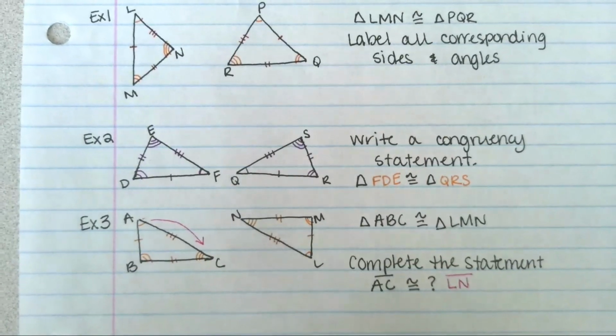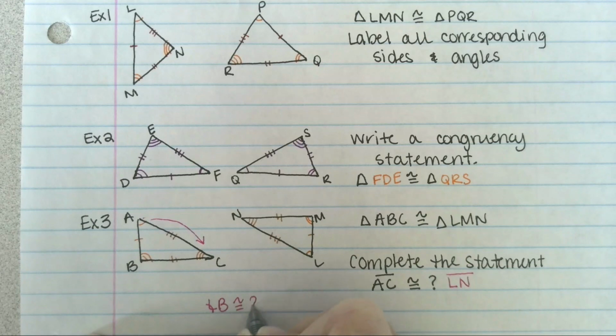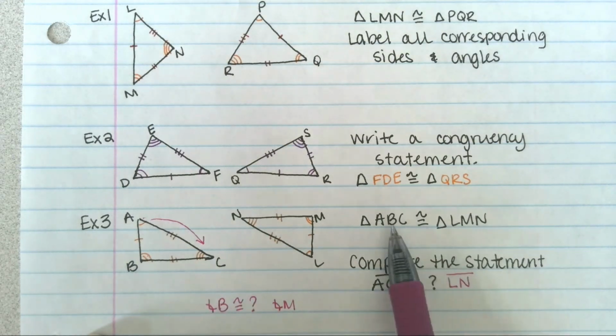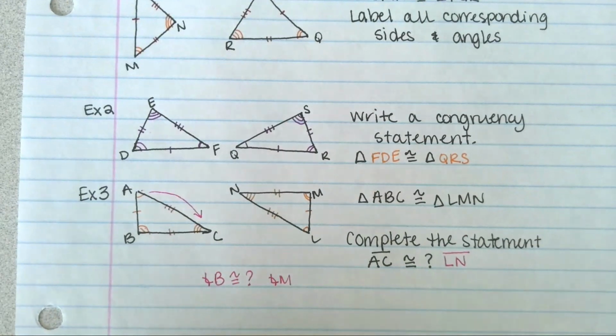You could also do it by angles only. So I could ask like angle B is congruent to what? And we would know that that's angle M because they're both marked with two tags, or B is in the middle and M is in the middle, so they're in the same order. And that's it.